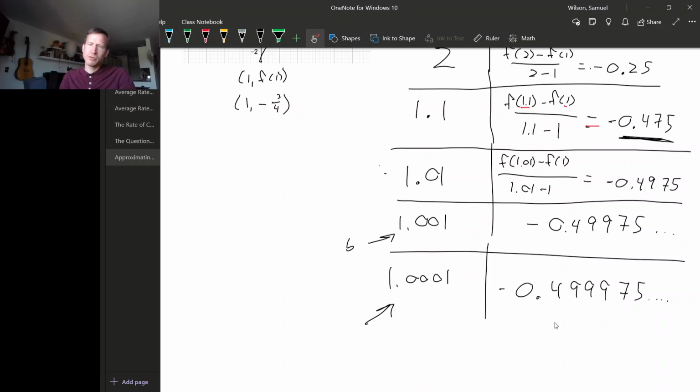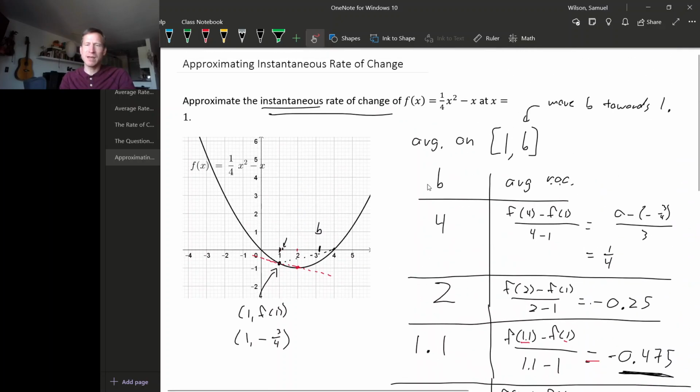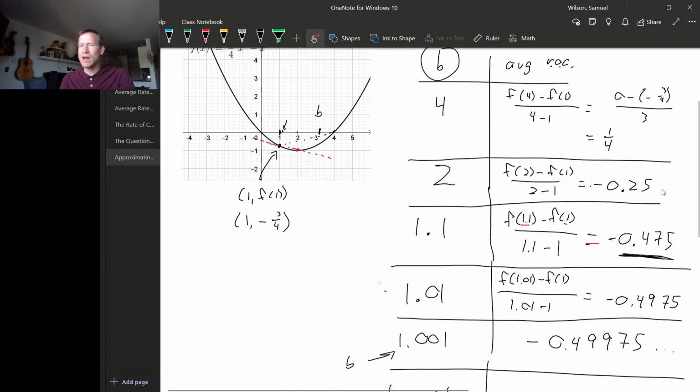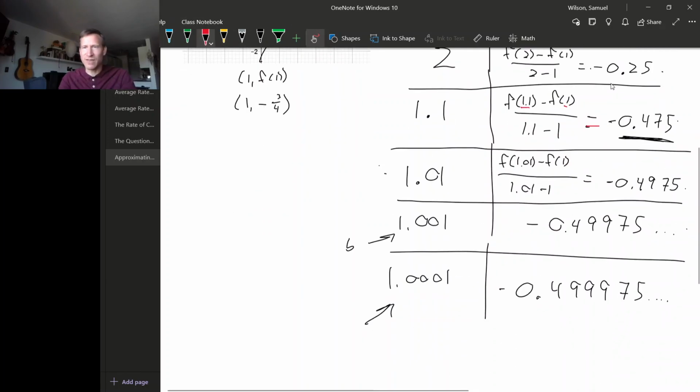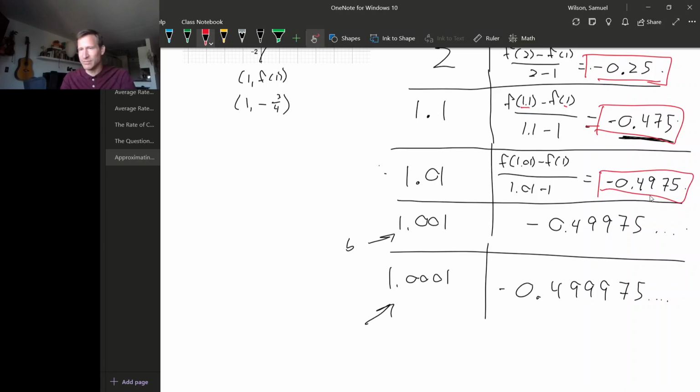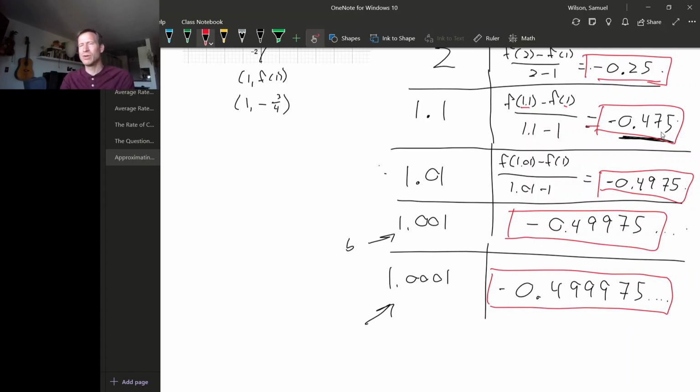But remember, the reason that we were doing this is we were hoping that as we make b closer and closer to 1, we were going to see what happens to these secant slopes. Our hope was that these secant slopes ought to somehow head towards the tangent slope. So if we look at these values, these slope values, negative 0.475, negative 0.4975, negative 0.49975, and so on, what value are these heading towards? Are these grouping around some number?